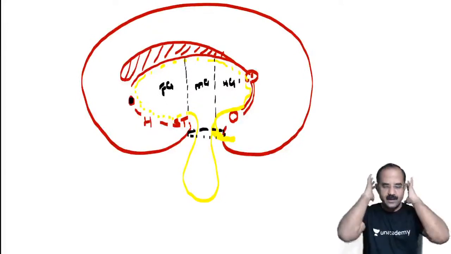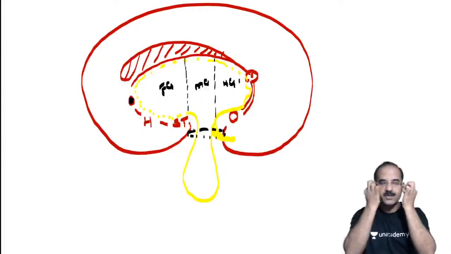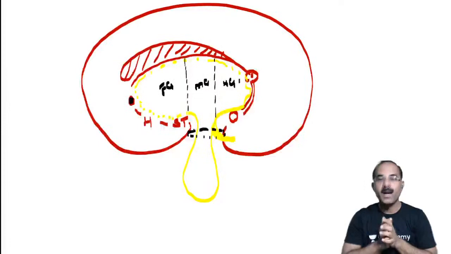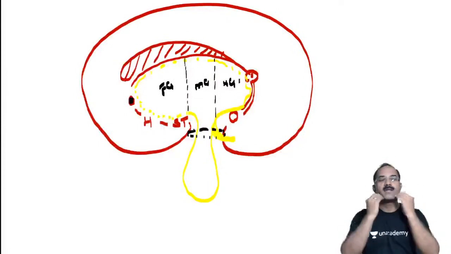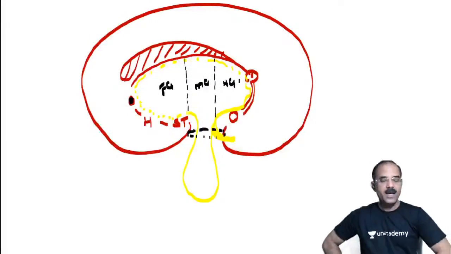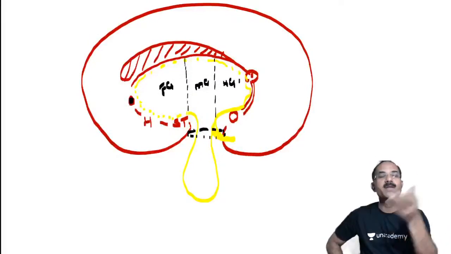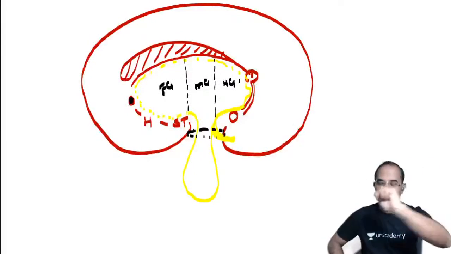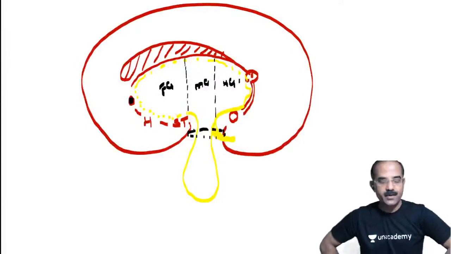And the first pharyngeal arch divides into two processes: maxillary and mandibular processes. That means the maxillary and the mandibular processes are derivatives of the first pharyngeal arch. And if there's a hypoplasia of the mandible, that means there is a defect in the first pharyngeal arch. Is this clear to all of you?